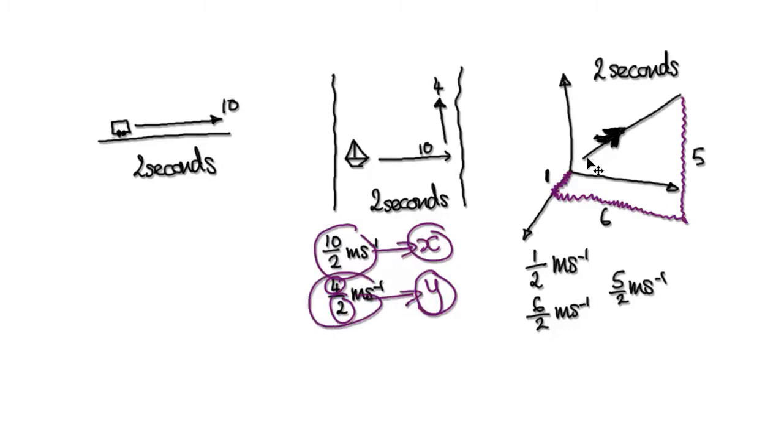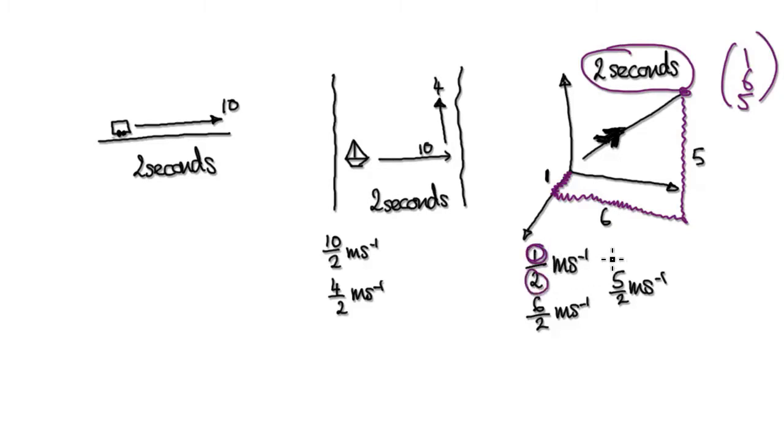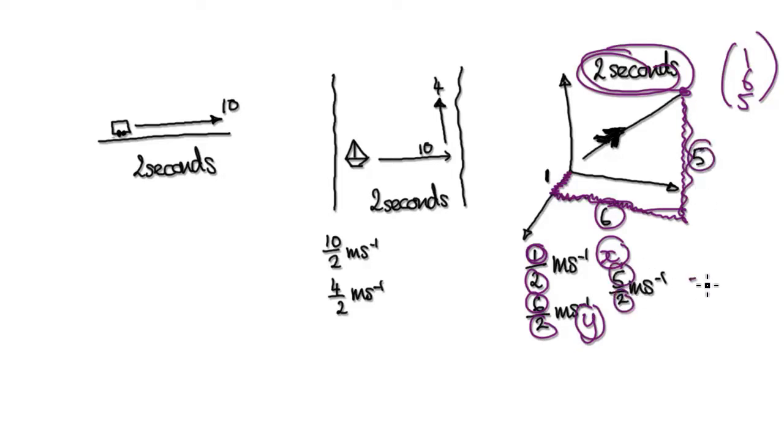So here you're able to accept that you can do it in the x direction and then in the y direction. Let's say you've got a plane traveling from the origin to here, where the coordinates are (1, 6, 5). Let's say the plane can do it in 2 seconds. Well, the speed will be 1 over 2 meters per second in the x direction, 6 divided by 2 in the y direction, and 5 over 2 in the z direction.